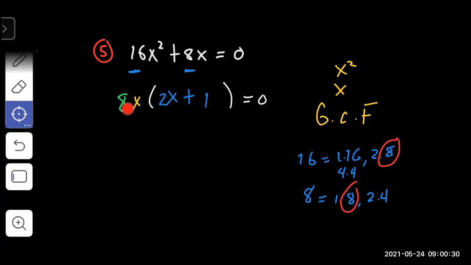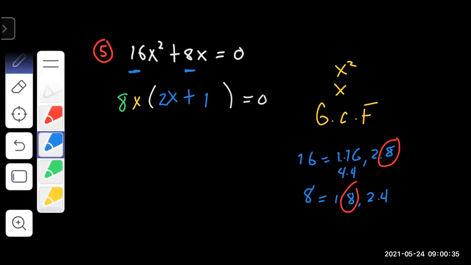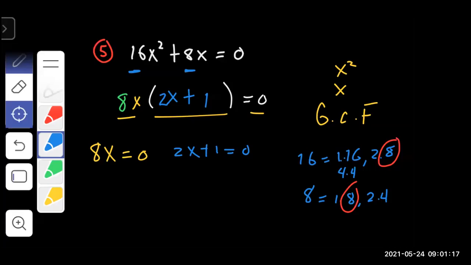Okay, now, guys, we have something multiplying this equals 0. What do we use? Zero property, right? This equals 0, and this equals 0. 2x plus 1 equals 0. Okay, let's solve that. I think that is -8 and -1/2. Okay, in this one, 0.